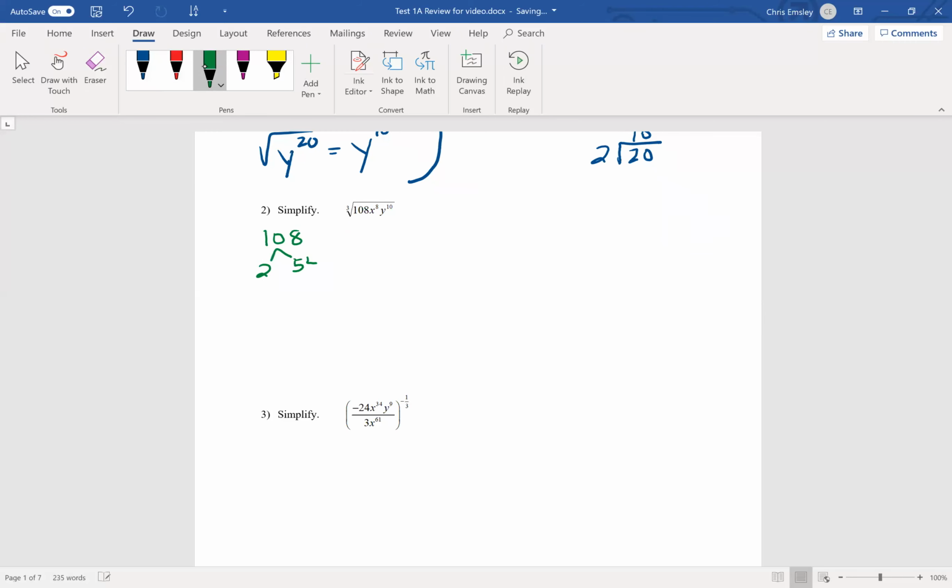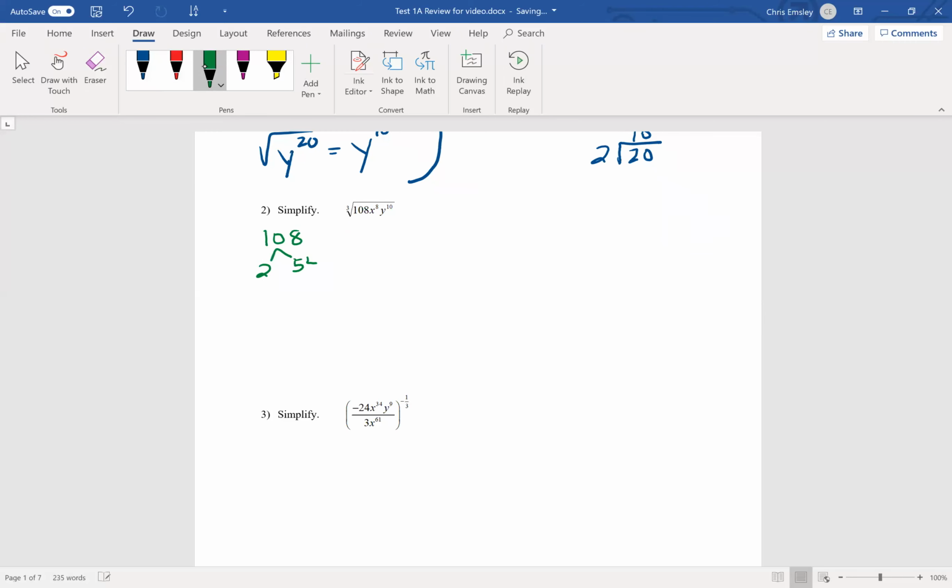54 is 2 times 27. 27 is 3 times 9. 9 is 3 times 3. So there are our prime factors. If we multiply those all back together, we would get 108.